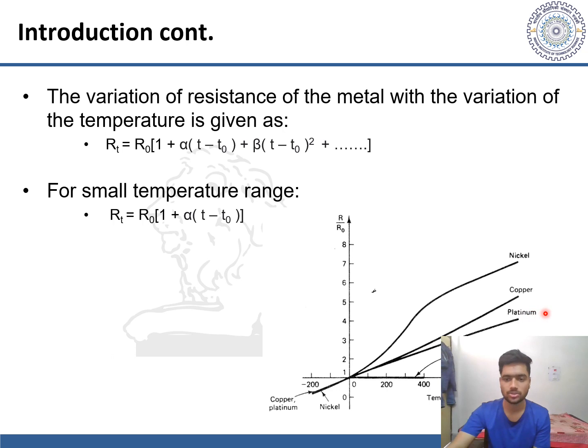So platinum is the best choice to make an RTD. Other metals are also used, such as copper and nickel, which have a smaller range, but when compared to the cost of the platinum, they are quite cheaper. So they can also be used when the temperature range is not exceeding 200 degrees Celsius.